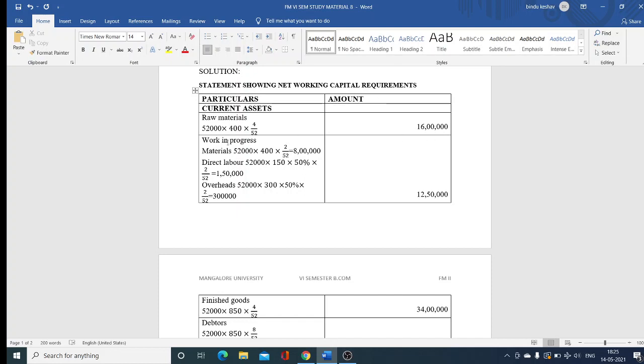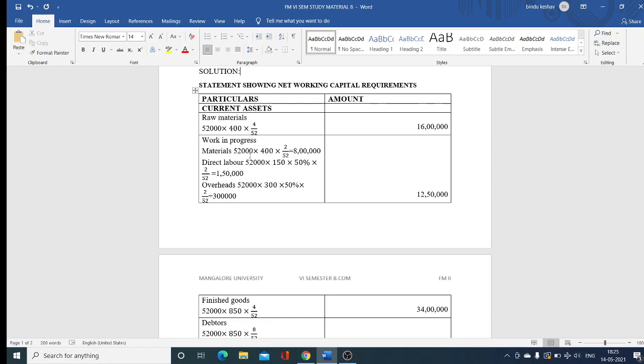Now the next one is work in progress. When it comes to work in progress, the work has begun but it has not come to an end. So here we take 50% of the expenses. We assume that the entire materials are taken and 50% of the other expenses are involved. Now we can see here materials.